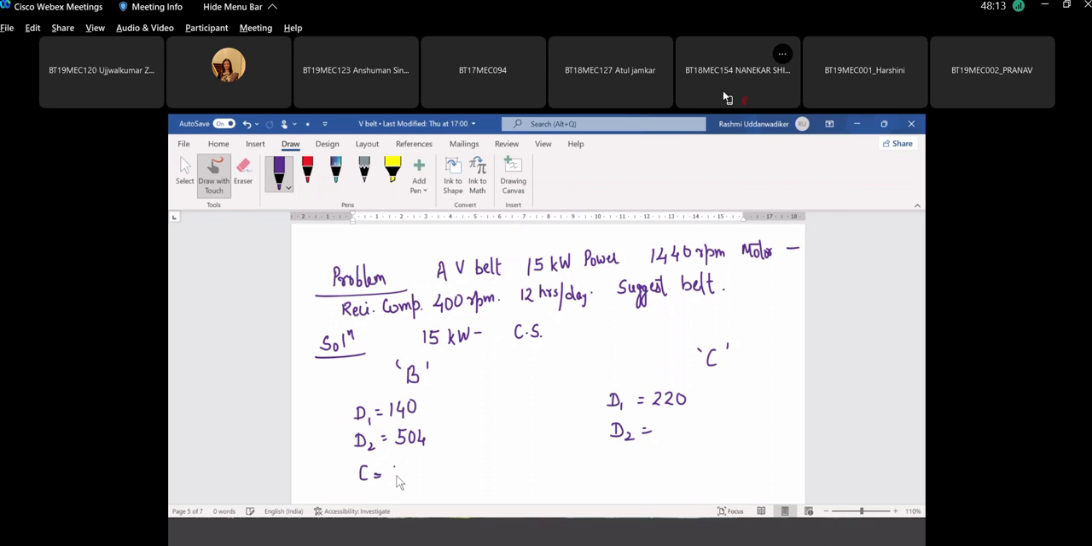Till then, center distance. Maximum is 2 times (D1 plus D2). Minimum is half of (D1 plus D2) plus thickness. So we'll be taking this range with D1 plus D2. Yeah, for C section. 644 is the center distance.